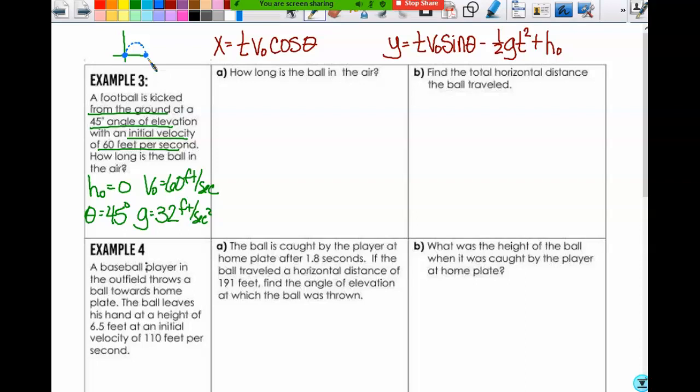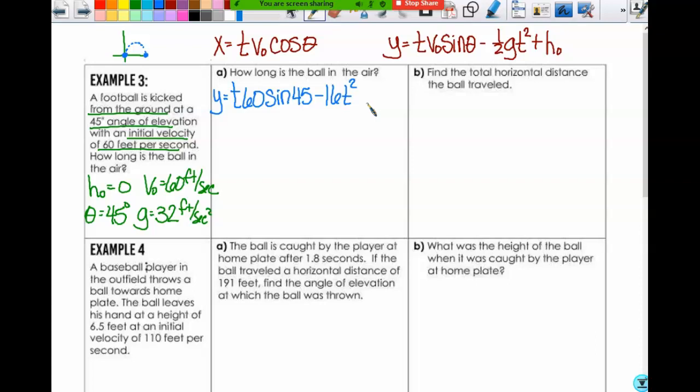So if I'm going to have a quadratic and a parabola, this is my whole thing here. This is that vertical distance that we're talking about. So I'm going to set up that equation. y equals t, which I don't know, times the initial velocity, which is 60, times the sine of 45, minus 1/2 of g, I'm just going to put in 16t squared. And then h sub 0 is 0, so I'm not even going to put plus 0. Okay, so there's the equation for my parabola when it's time and height.